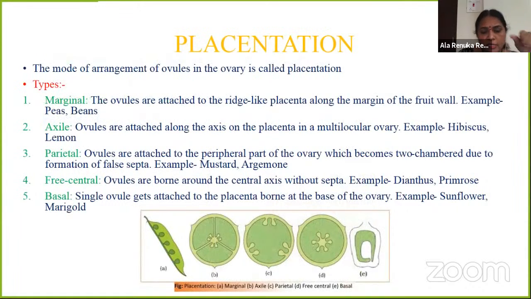And we have just discussed that the ovary contains ovules inside. The mode of arrangement of the ovules inside the ovary is called placentation. Why placentation? Because ovules get attached to the ovary with the help of a cushion-like structure called the placenta. Based on the way the placenta is arranged, the ovules get attached. So this type of arrangement is called placentation.